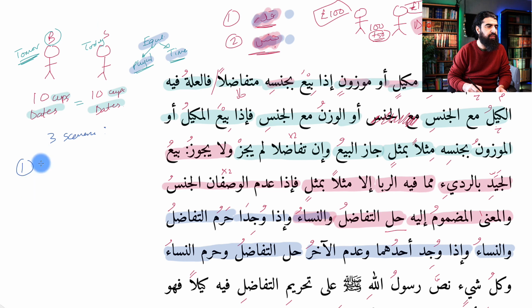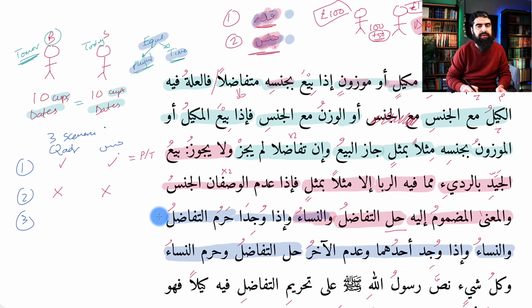Actually, let me just put this over here. Qadr and jins. Okay, 2, 3. So the first scenario, the qadr is the same and the jins is the same. In that case, it's haram to sell, right? So you can't do, so I'll just put P and T. Physically has to be given at the same time. And the second scenario is the qadr is not the same and the jins is not the same, like selling the laptop for cash. In that case, it's totally allowed, however you want to sell it.